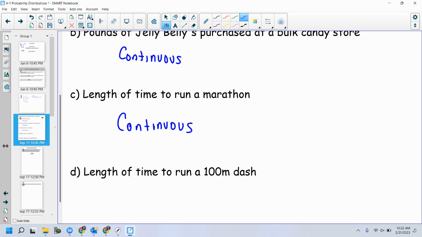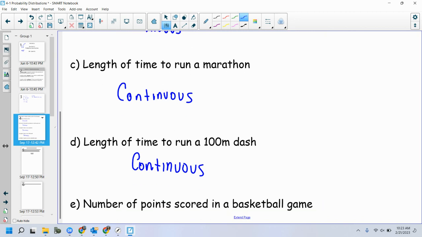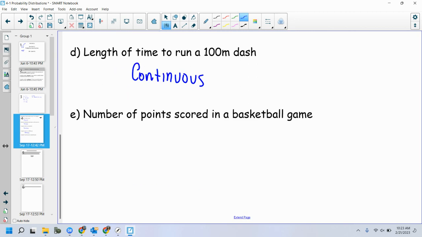Continuous. Length of time to run a 100-meter dash. Continuous again. Even if it's a shorter length, it's still continuous because I could have any amount of time in between each value. Number of points scored in a basketball game.